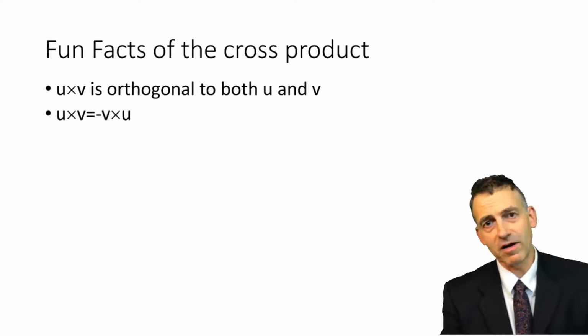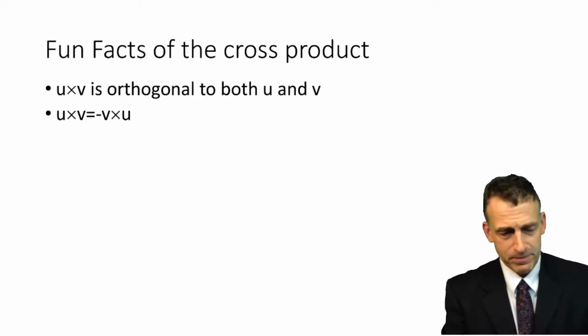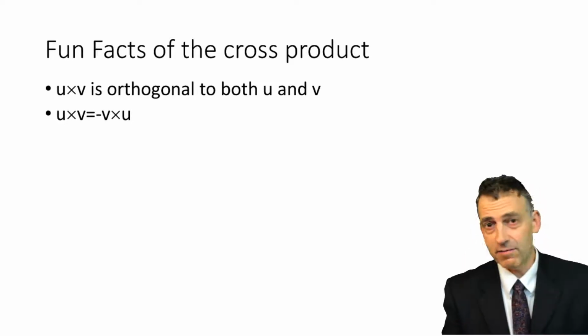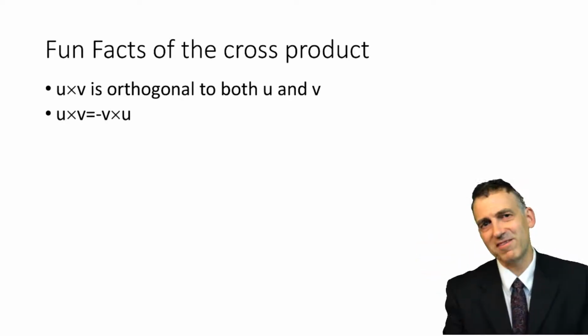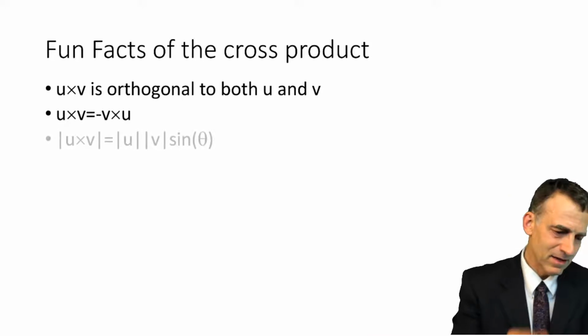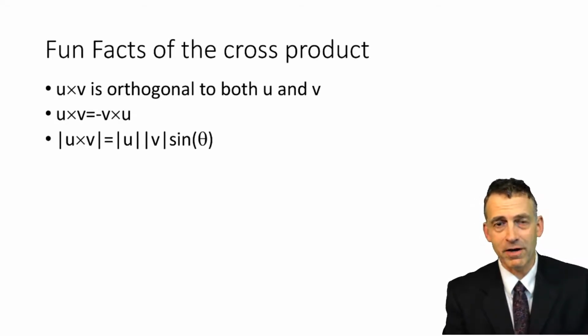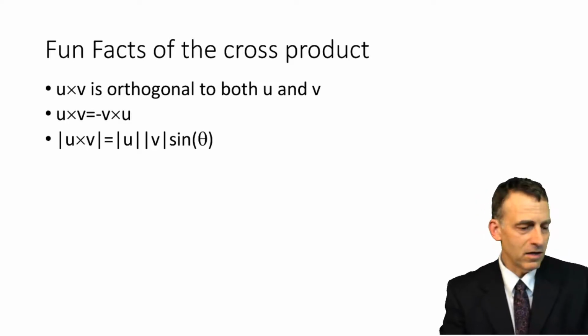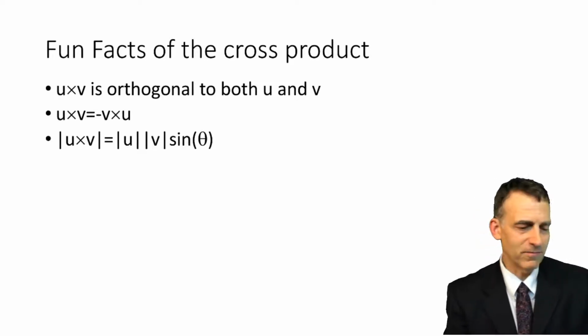We discovered on our last video that u crossed with v is the negative of v crossed with u. We sometimes call that anti-commutative. You can switch places, but only if you negate something. This is related to the dot product rule with the cosine. Here, the magnitude of u crossed with v is the magnitude of u times the magnitude of v times the sine of the angle between the two.